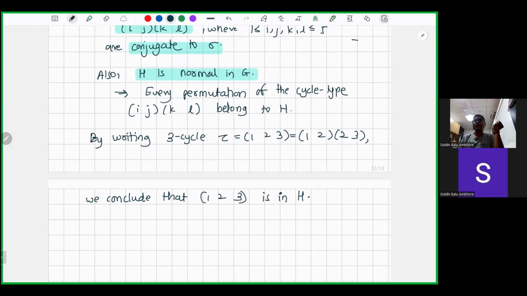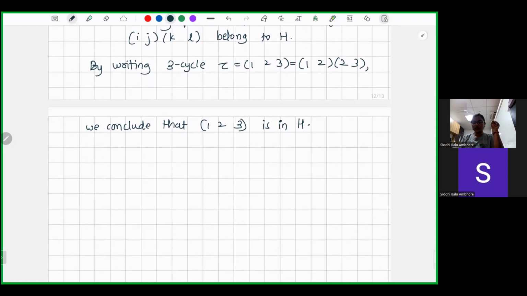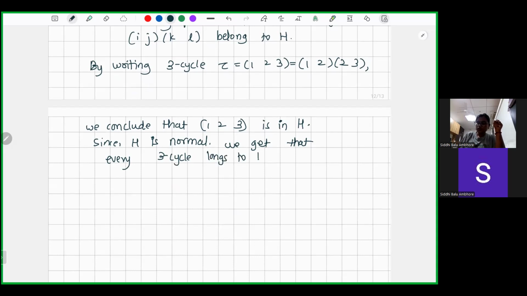And the moment I have that, since H is normal, since again H is normal, we get that every 3 cycle belongs to H.